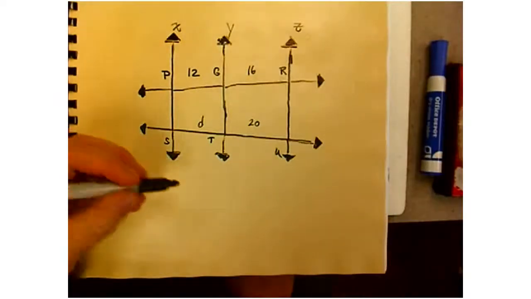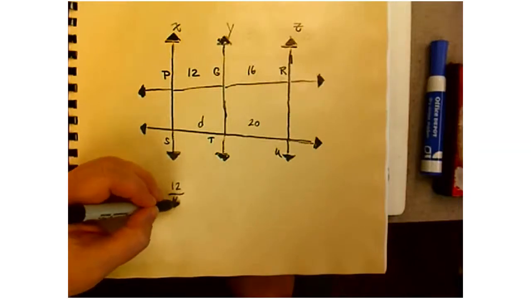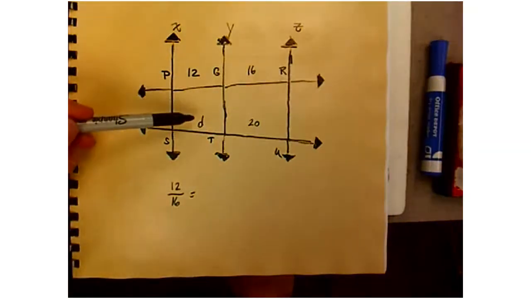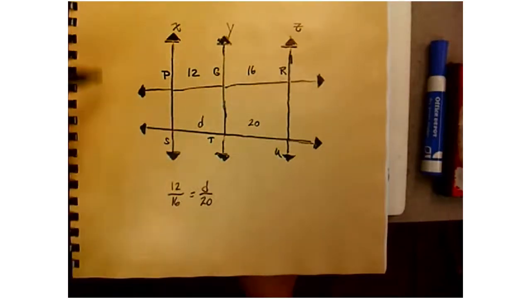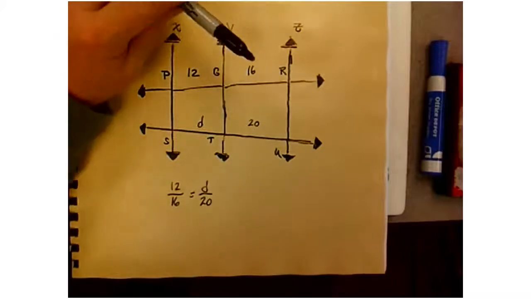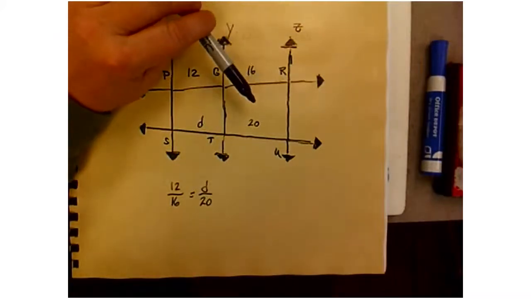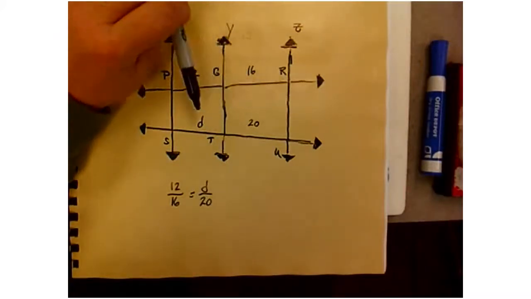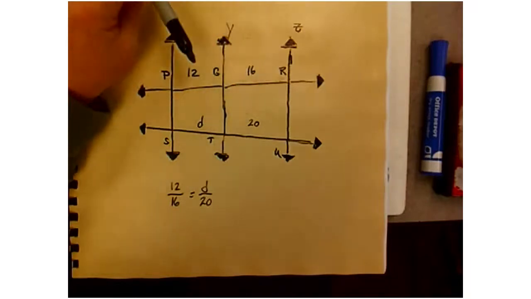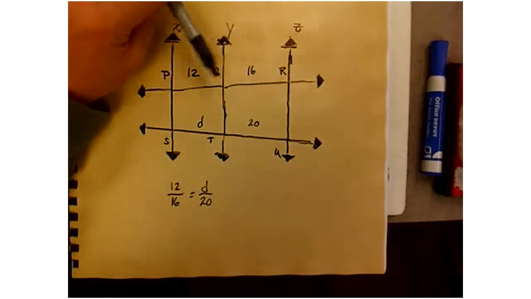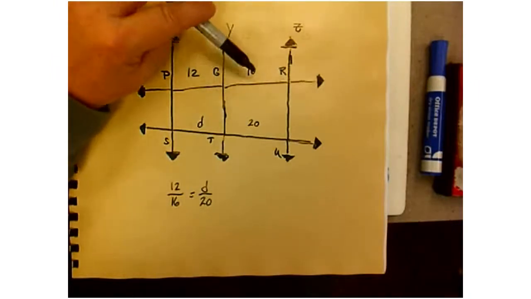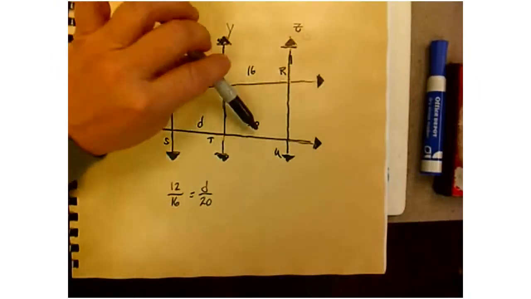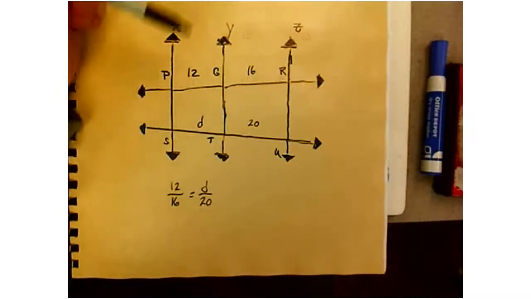12 over 16. Okay. 12 is to 16 as what? D over 20. Be very, very careful about your positioning, because on a multiple choice test, one of the answers will be 20 over D. They're trying to catch the student that does not pay attention and put it in order. Okay? So if you go little segment to big segment, you have to go little segment to big segment on the next one.